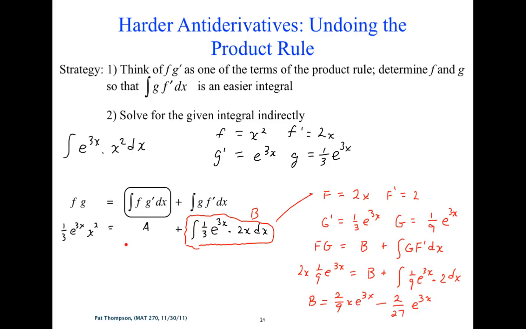Okay, so now we can write down what A is. Now we're back to A here. So A is going to equal, here we go, answer. This minus our solution to B, right? So it's going to be 1/3 e to the 3x times x squared minus this, 2/9 x e to the 3x minus 2/27 e to the 3x.